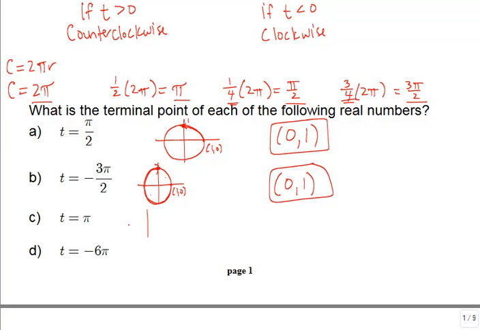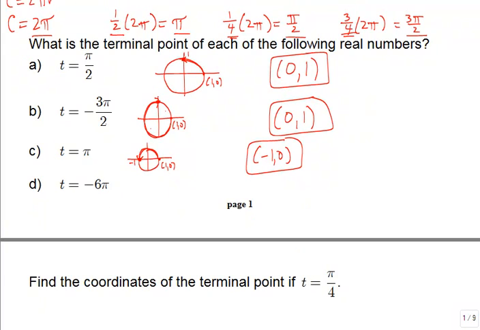Let's talk about what happens if t is pi. So here's my unit circle starting at (1, 0), and pi was halfway around our circumference, halfway around our circle. So if I start at (1, 0) and I go halfway around, that's going to stop me right here. And what would be the coordinates? Well, this would have to be -1 for x and 0 for y.